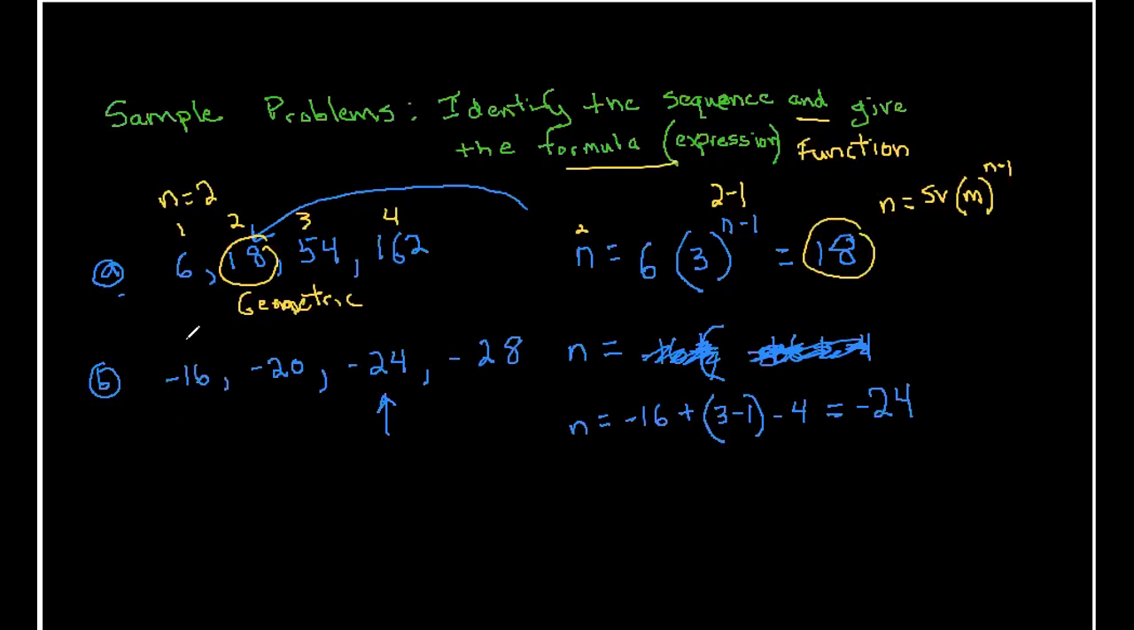I've got negative 16 as my first term, negative 20 is my next term, negative 24 is my third, and negative 28. All right, so how did I get from negative 16 to negative 20? I must have added negative 4 here, okay, because negative 16 plus negative 4 would give me negative 20. How did I get from negative 20 to negative 24? I added another negative 4. I'm adding negative 4 each time, okay?